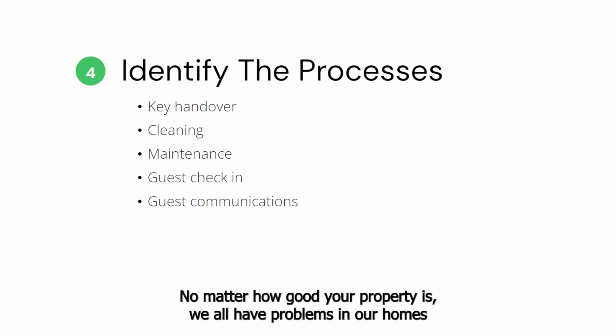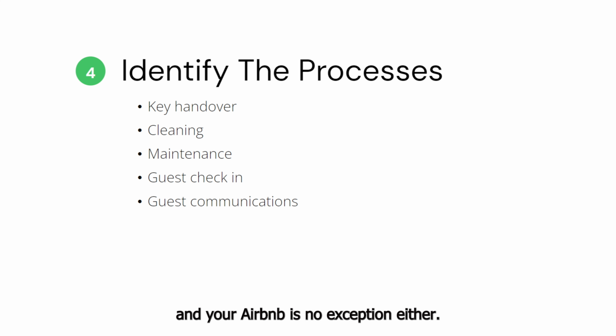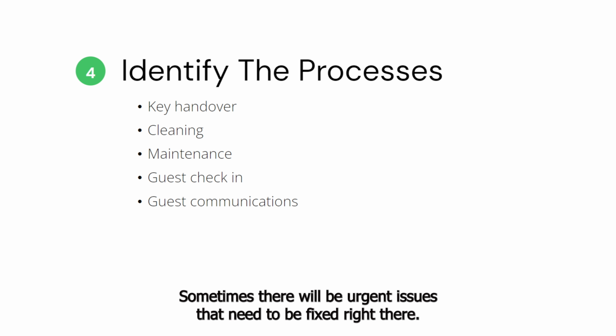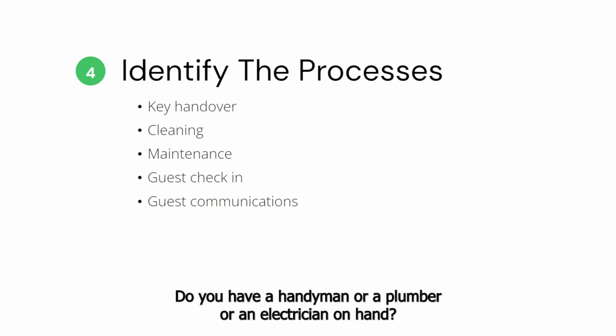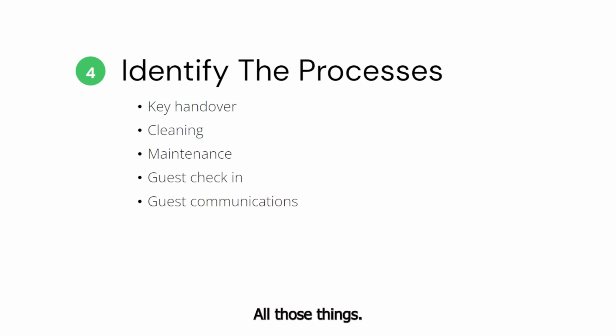Maintenance issues. No matter how good your property is, we all have problems in our homes, and your Airbnb is no exception either. You will also have maintenance issues. Sometimes there will be urgent issues that need to be fixed right there and then. What will you do? Who will you call? Do you have an emergency repair insurance? Do you have a handyman or a plumber or an electrician on hand? All those things, think of them at this point.